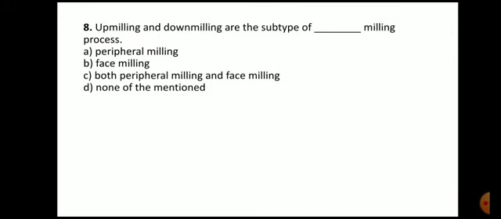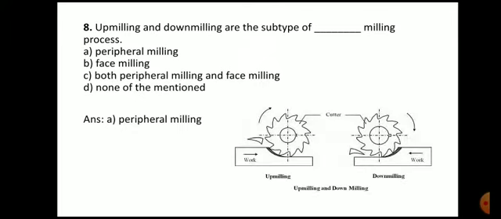Next question, upmilling and downmilling are the subtypes of blank milling process. Peripheral milling, face milling, both peripheral milling and face milling, none of the mentioned. The answer is peripheral milling. So here you can see the upmilling and downmilling. Upmilling and downmilling are nothing but the types of peripheral milling.